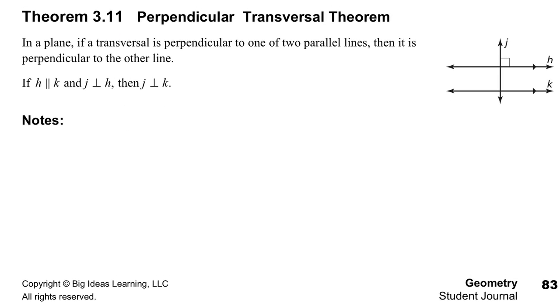The next theorem is our perpendicular transversal theorem that says if we have two lines that are perpendicular to each other, and it just so happens that one of those lines is parallel to another, then that perpendicular line is going to be perpendicular to the other parallel line. I'll read it how it says: if a transversal, so line J, is perpendicular to one of two parallel lines, then it is perpendicular to the other. So this helps us prove two lines being perpendicular.